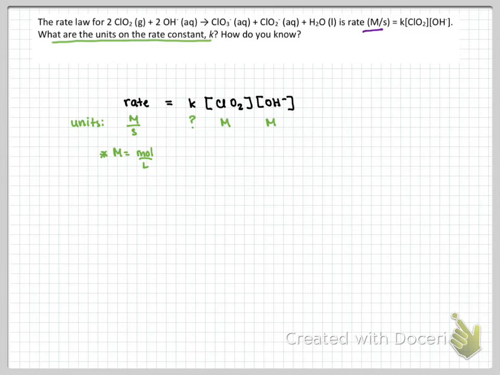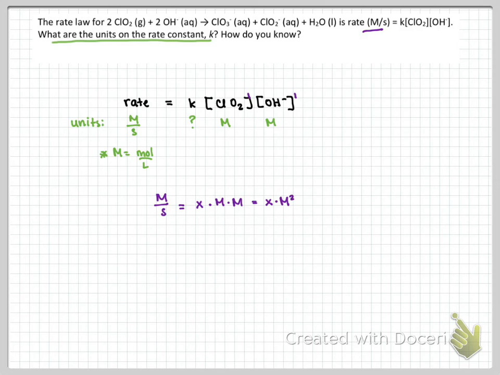And since neither one of these has an order above first, we can think about having a sneaky hidden little 1 up here that we're not writing. So they're both first order. This is molarity to the first power and molarity to the first power. If these were second order, we'd have molarity squared for each of them. But these are first order. And so now let's see if we can solve for our units.